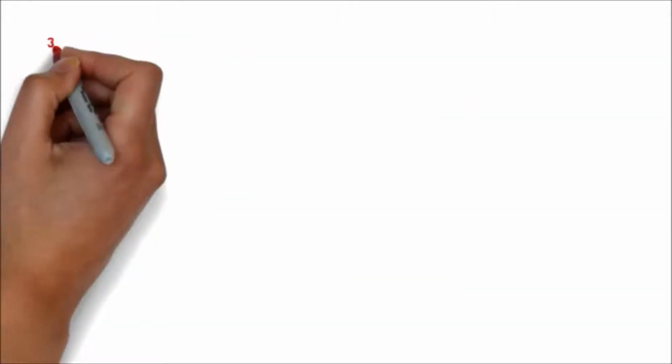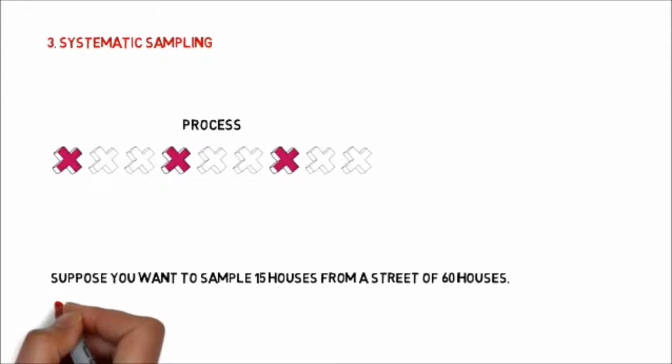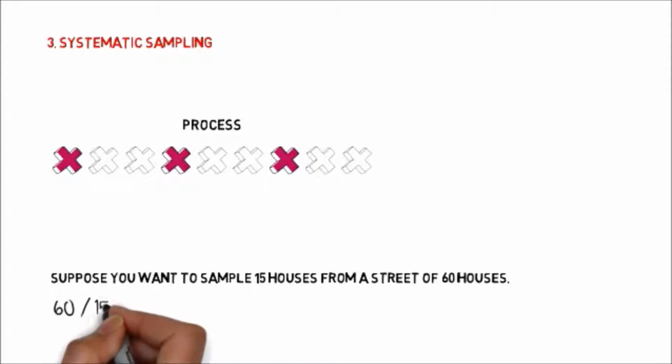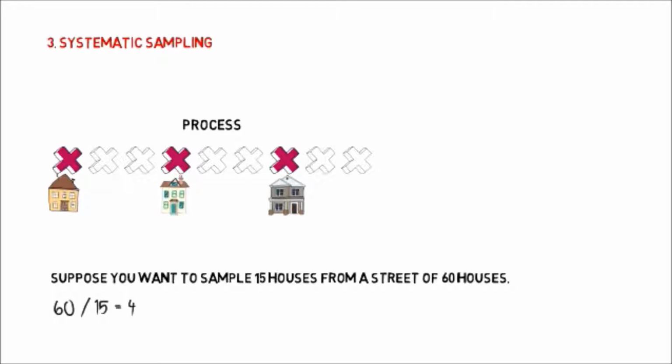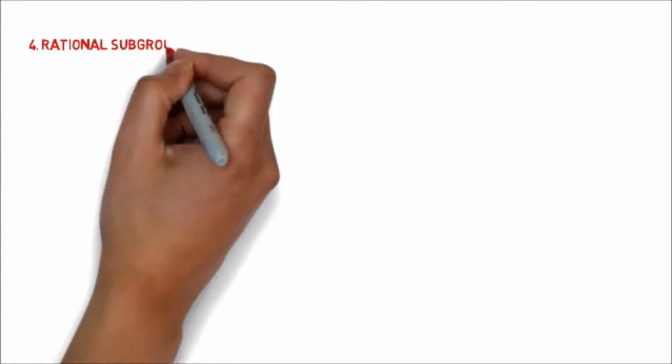The third type is systematic sampling. Suppose you want to sample 15 houses from a street of 60 houses. Then we divide 60 by the sample size 15, which means that every fourth house is chosen after a random starting point. The fourth type is rational subgrouping.